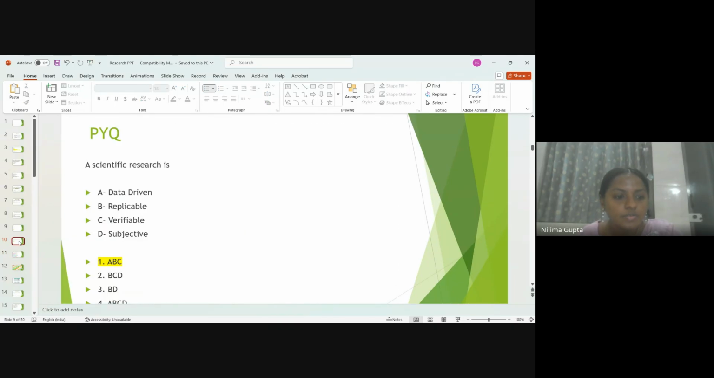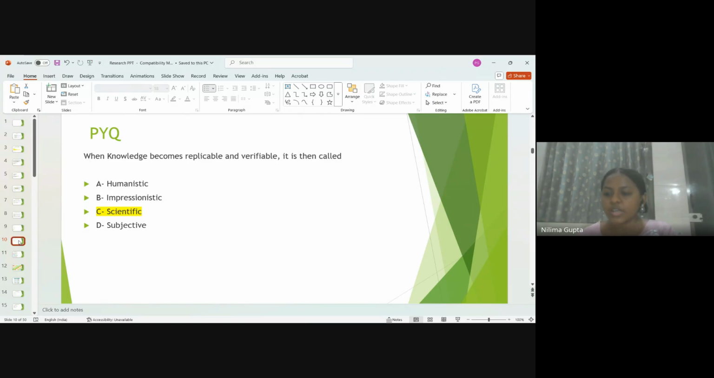Now, this was the very basics of research. What is research, objectives of research, and basic characteristics of research. Now we are moving to the types of research. This is one of the most important topics. If you are able to understand the types of research, at least 5 to 10 questions come from types of research. So today we will be doing 10, 11 types of research, which are very, very important.